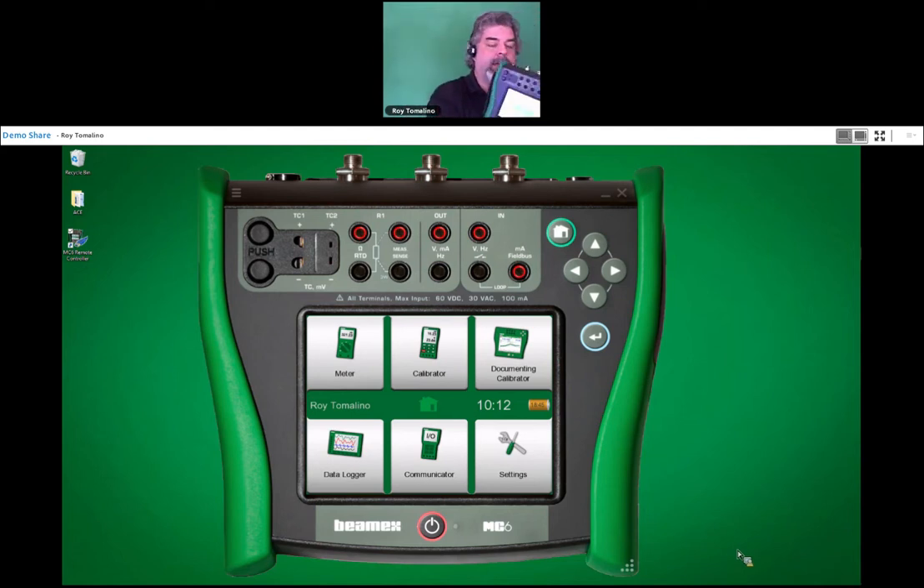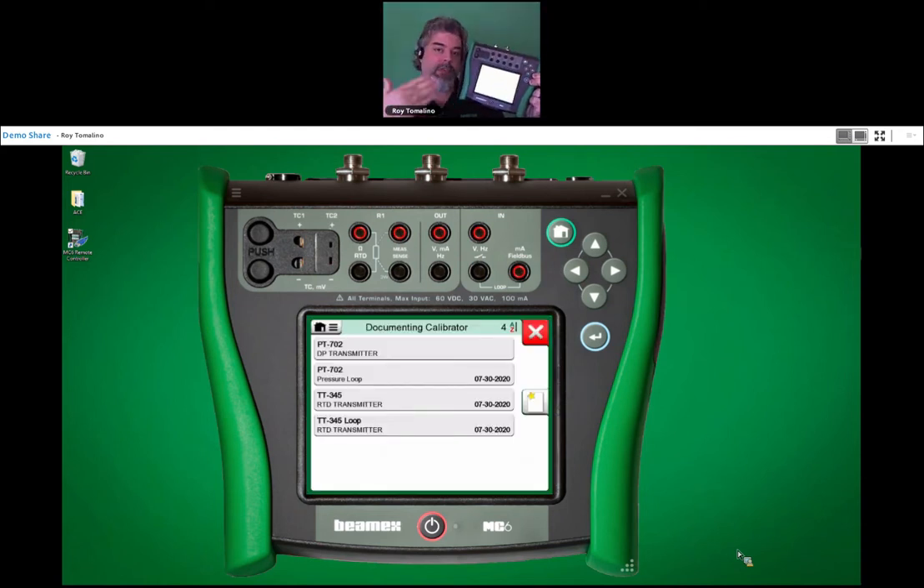And just so you see, I am using an MC6 calibrator here. What you're seeing on the screen is a remote controller, so you're literally seeing what I'm seeing on the calibrator. So this is not a pre-programmed event. You're actually seeing what's going on with the calibrator.